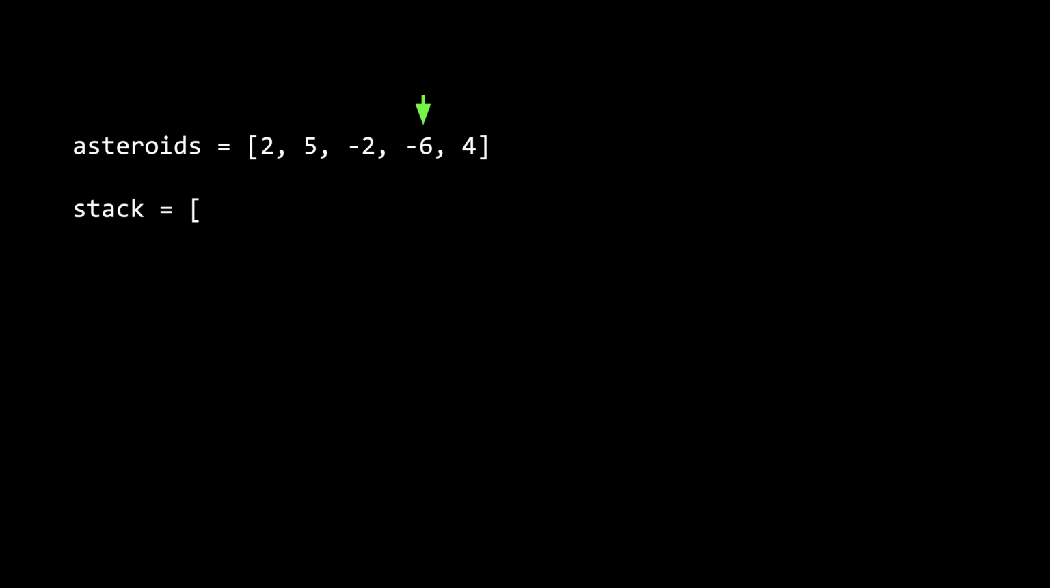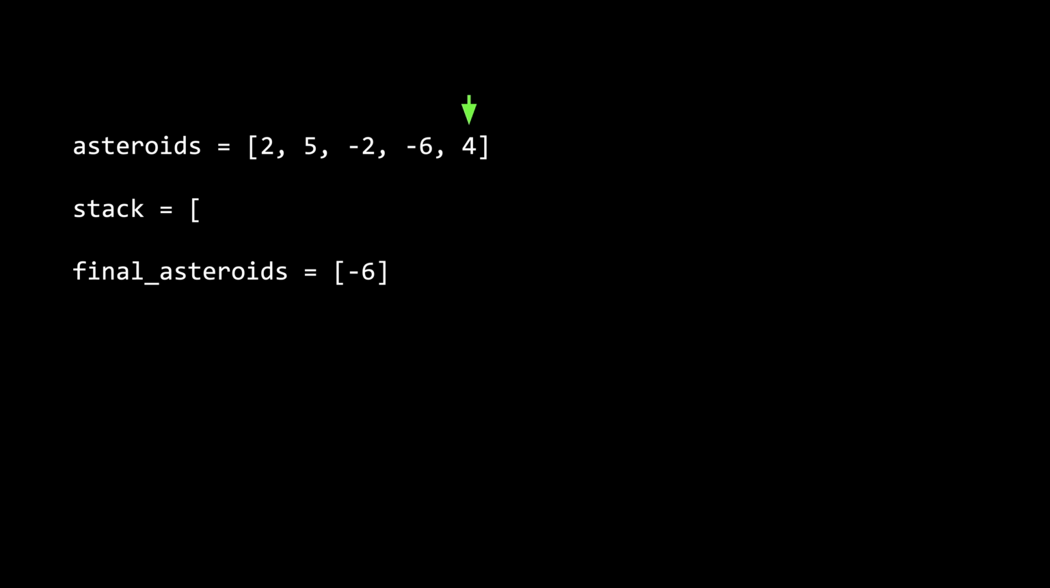Now, since there are no more elements on our stack, this means that there are no more right-moving asteroids to the left of this left-moving 6 that this left-moving 6 could collide with. And when this is the case, like I mentioned earlier, we know that this -6 is going to be a final asteroid in our answer. So let's save this -6 to an array called final asteroids. This final asteroids array is the array we're ultimately going to return as our answer.